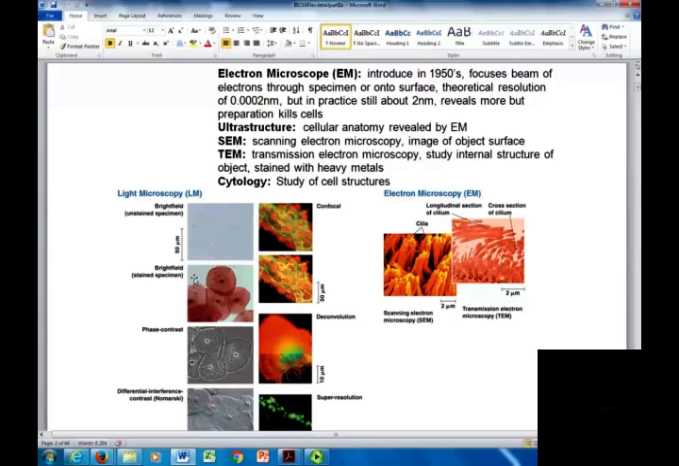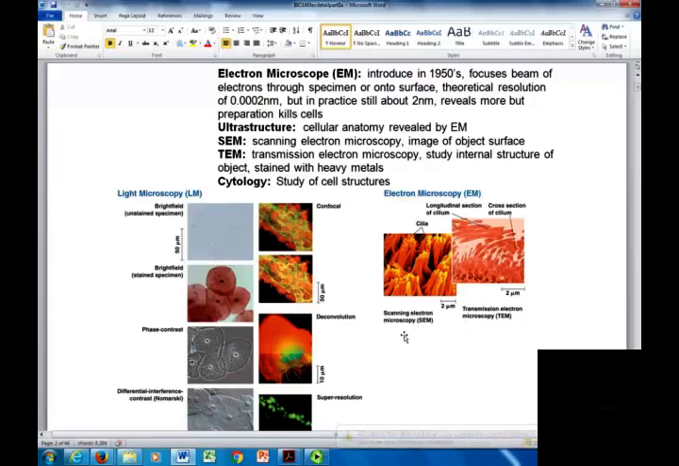So with the electron microscope, you've got the SEM or scanning electron microscope. It's going to show the image of the object's surface. And then the transmission or TEM electron microscope will show the internal structures. So over here on the left, this picture is showing a scanning electron microscope picture, and the one on the right is showing a transmission electron microscope picture.